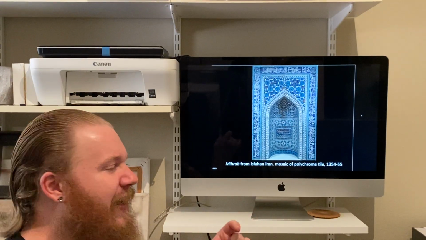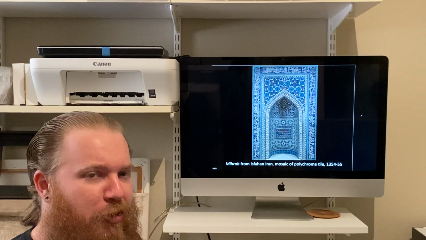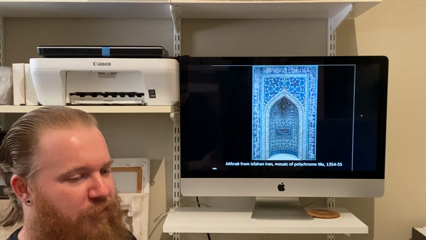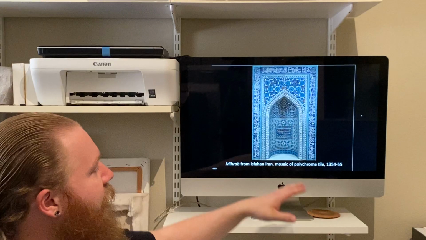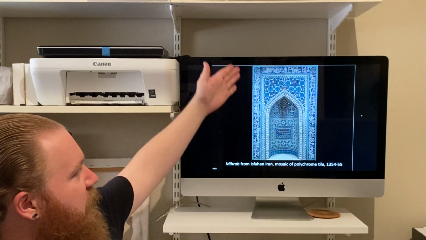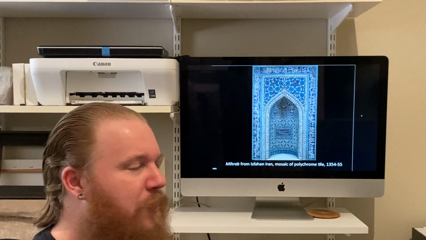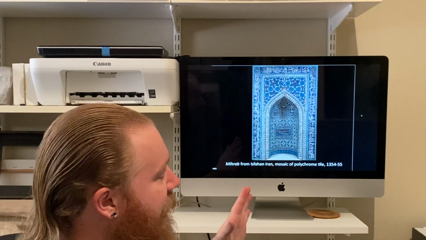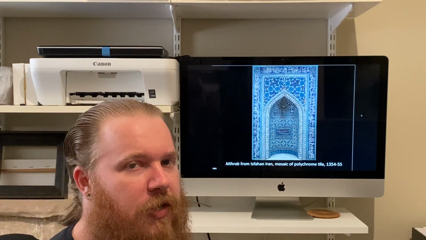We could think of it kind of like an altar in a Christian sense, although it doesn't serve the same ritual purpose. Instead, once again, it's more of an indication rather than an area where something takes place. However, in many of these mihrabs, such as this one that we see here, we see not only that geometric design, but we also see a lot of Arabic calligraphy. And all of this calligraphy is taken directly from the Quran.